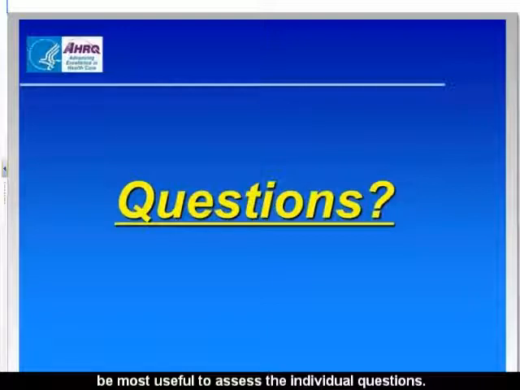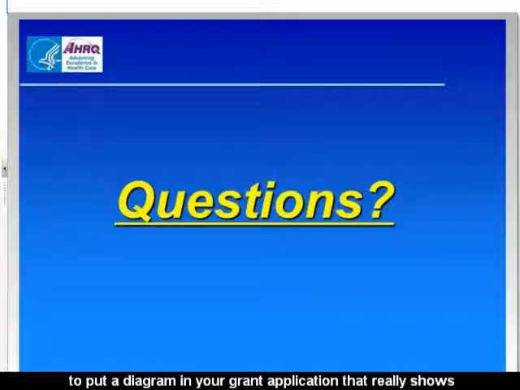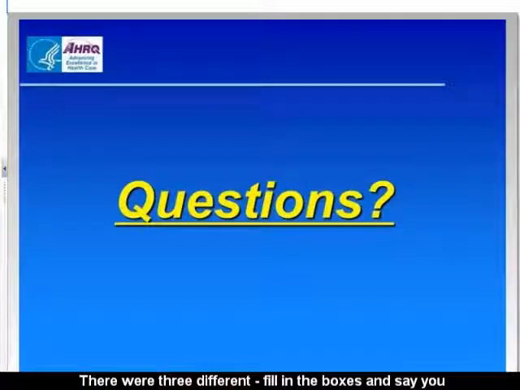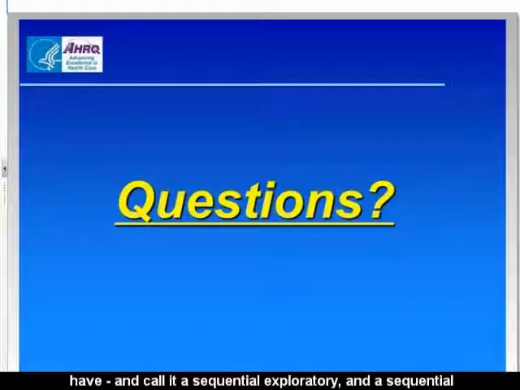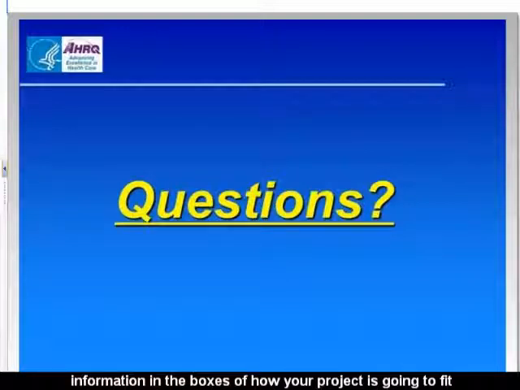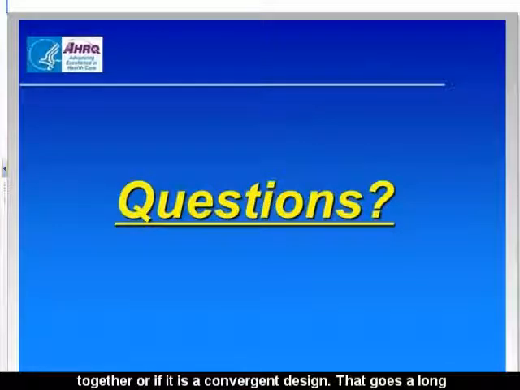So this is Ben. One of the things that is really helpful is to put a diagram in your grant application that really shows how the data are, so those simple little diagrams that I put on there, there were 3 different, fill in those boxes. So you're going to call it a sequential exploratory, sequential explanatory, and put the information in those boxes of how your project's going to fit together, or if it's a convergent design, and that goes a long way to helping the reader understand what you're doing.